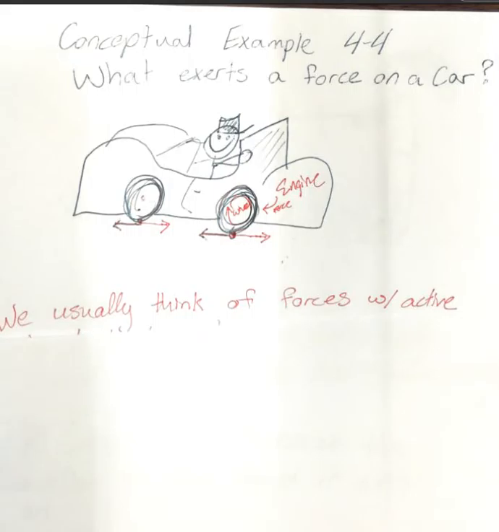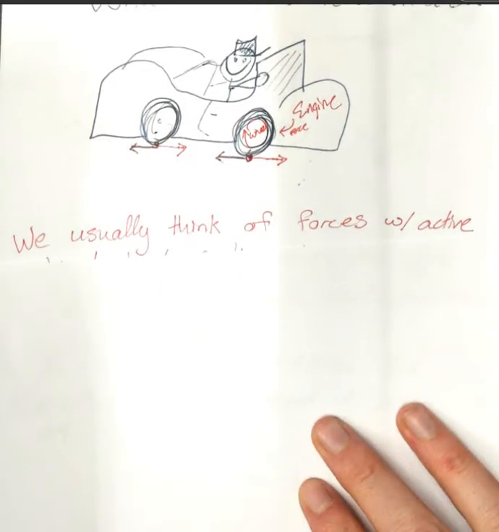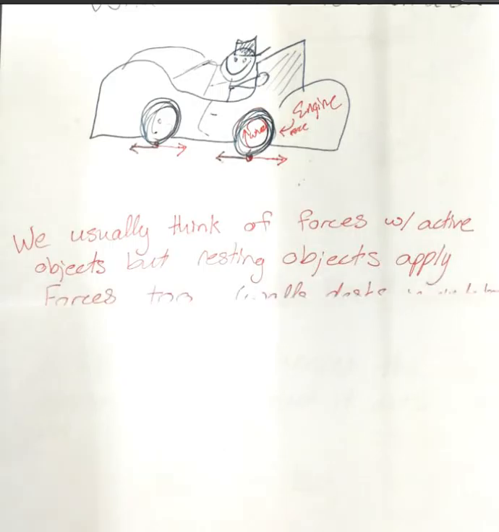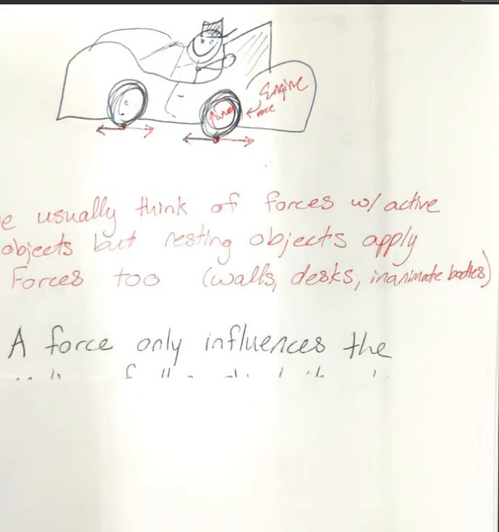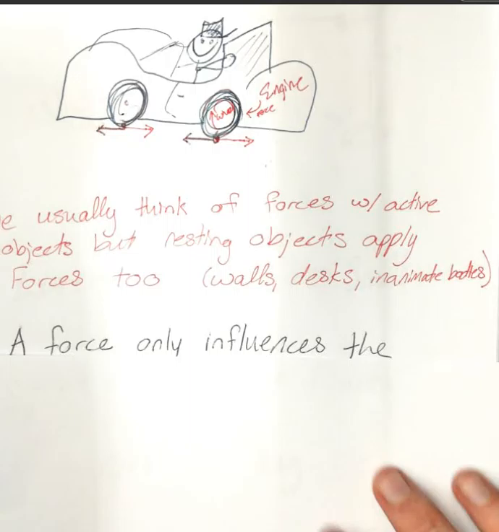And so that brings us to the thought: here we have the ground accelerating a car. What we usually think of when we think of forces is active objects. But the truth is that resting objects can apply forces too. A wall can apply a force, much as it did in our ice skater example. Desks can apply forces, as in every time you put your backpack on a desk or push off of a desk. Inanimate objects can apply forces. All they have to do is to be an action-reaction pair.